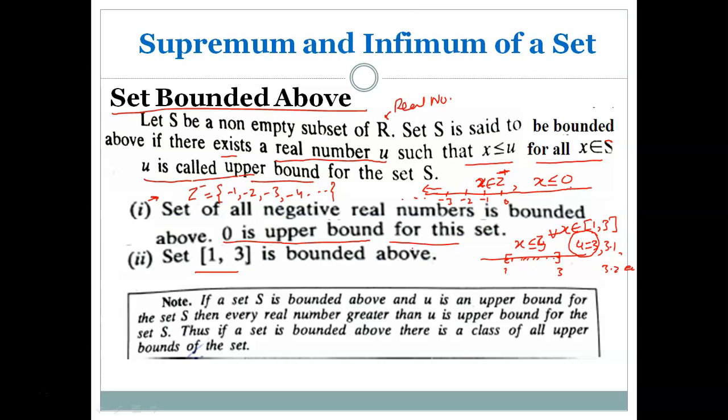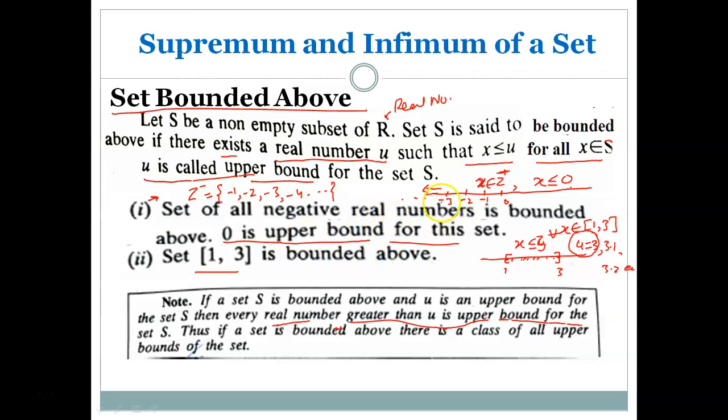Now the question arises whether for a given set there is only one upper bound or there can be more than one. Here one note is given. If S is a bounded above set and U is an upper bound for the set S, then every real number greater than U is also an upper bound for the set. Thus, if a set is bounded above, there can be a class of upper bounds; for a given set there can be an infinite number of upper bounds.